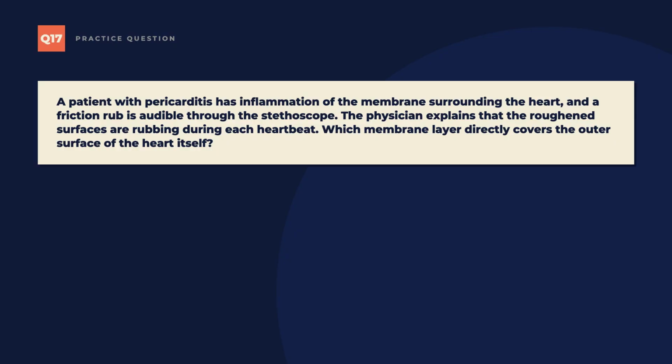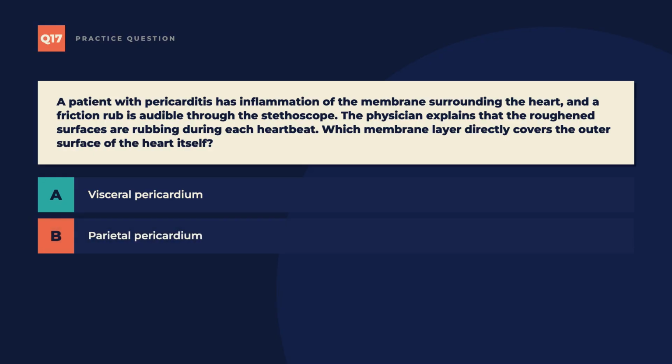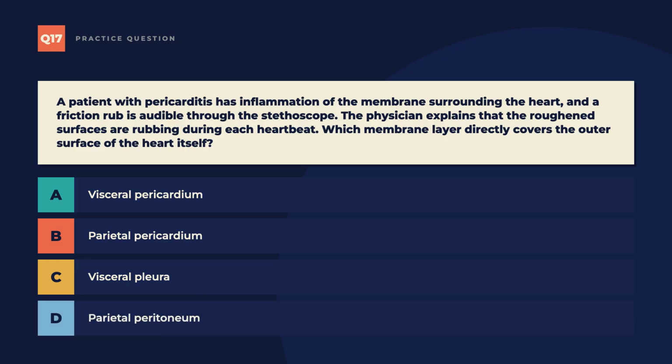Your options are A. Visceral pericardium, B. Parietal pericardium, C. Visceral pleura, D. Parietal peritoneum. Which one is it? Pause the video if you need more time.